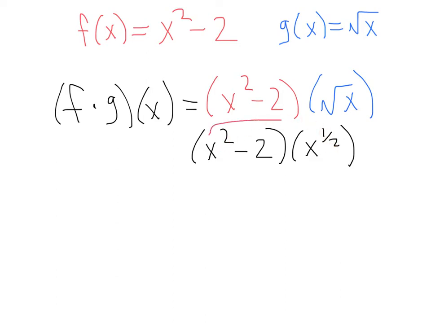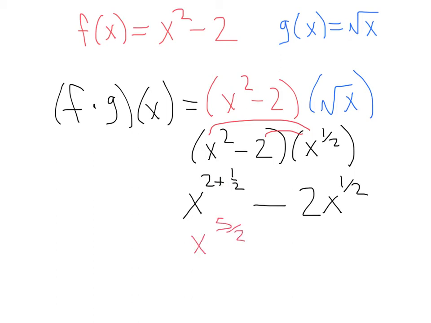So if I did x squared times x to the 1/2, that's going to give me x to the 2 plus 1/2. And then I have minus 2 times x to the 1/2. That's just going to be 2 times x to the 1/2. If I simplify all of these out, remember we need common denominators here. That's going to be 4/2 plus 1/2. That's going to give me an answer of x to the 5/2 minus 2x to the 1/2. There's my answer. I'm going to go ahead and put my domain right over here on the left.